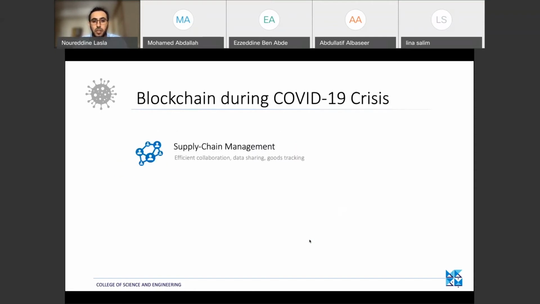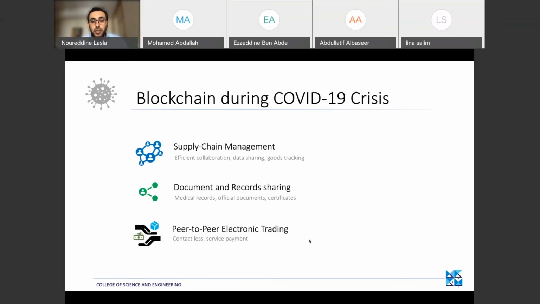So in summary, we can say that blockchain can be very effective for supply chain management, mainly to improve collaboration and data sharing. Blockchain can also be very efficient for document sharing and record sharing, such as medical records and official documents such as certificates and so on. Blockchain, by providing a kind of digital cash, can also reduce contacts and help in applying and respecting social distancing, which is an important measure to mitigate the COVID-19 pandemic.